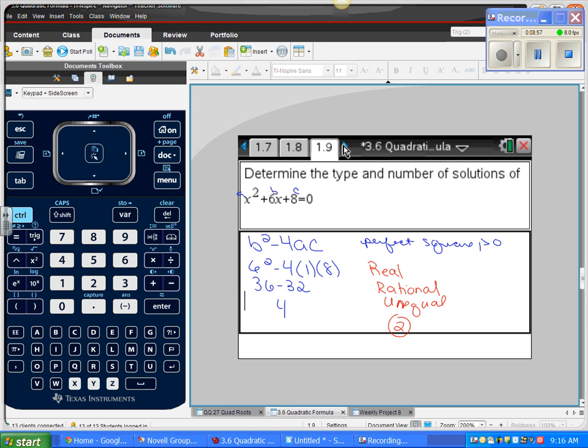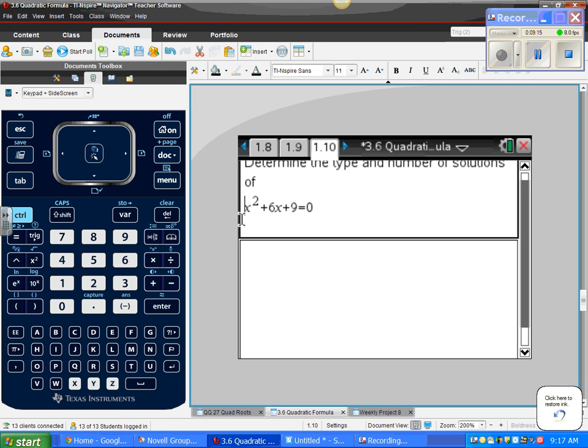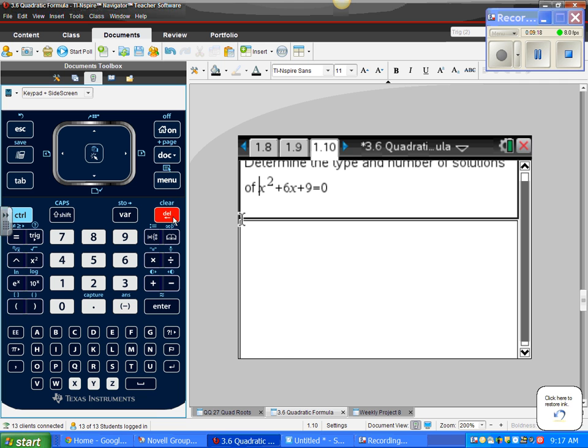Okay, so is it hard to use? No, not really. Okay, you just have to plug it into the discriminant, find the value, and then figure out where it fits with your rules. All right? Okay, so let's try another one. Go ahead and give this one a shot, and we'll go over it in just a moment. Okay?